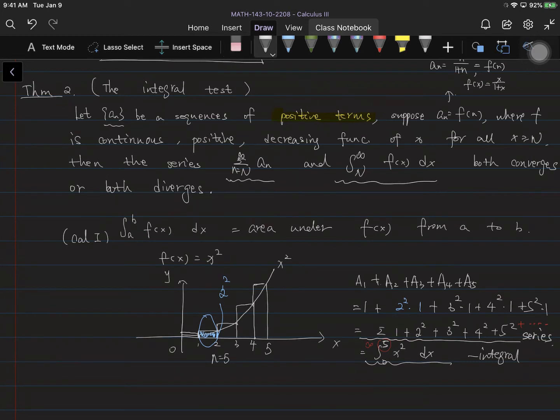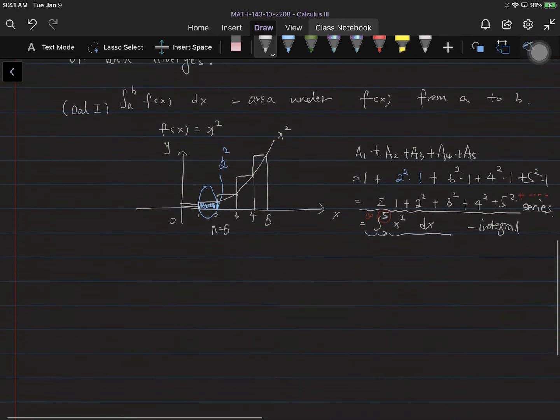And then the function is continuous, positive, decreasing. Okay, and be careful here: if the series starts from capital N, our integral starts from N. This improper integral and the series have the same convergence or divergence. So in the next example, I'm going to show you how to use the integral test to show whether a given series converges or diverges. Let's take a look.